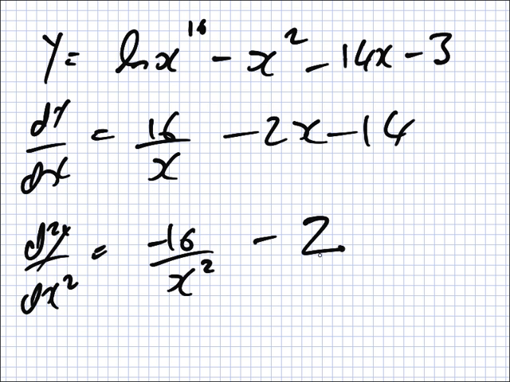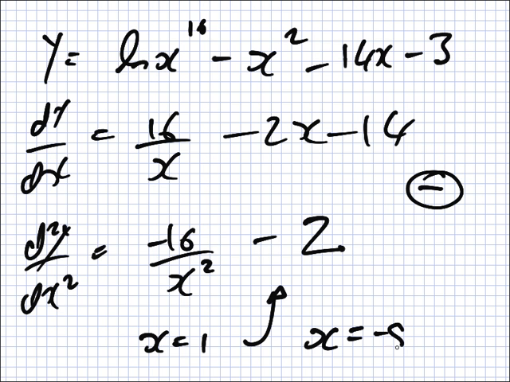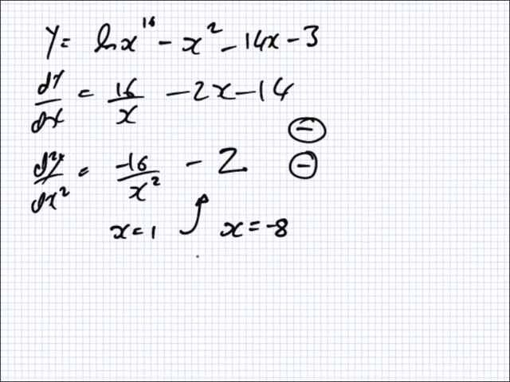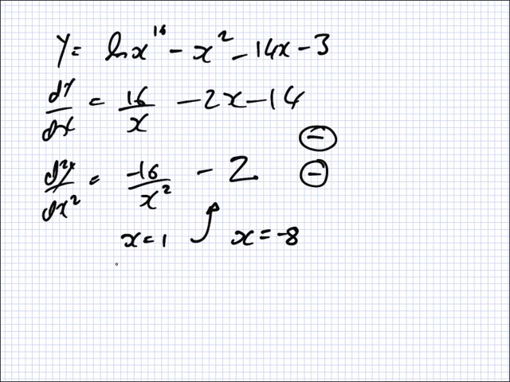2. Yeah. Okay. What was our first x value? It was something like 1, wasn't it? So if I put x equals 1 into this, I don't even have to calculate it. It's obviously going to give me a negative number. It'll be minus 18, won't it? And what was my second x value? Minus 8. So that will be minus 16 over 64 minus 2. That's also a negative. So what type of points do we have here? We have 2 maximums, don't we?